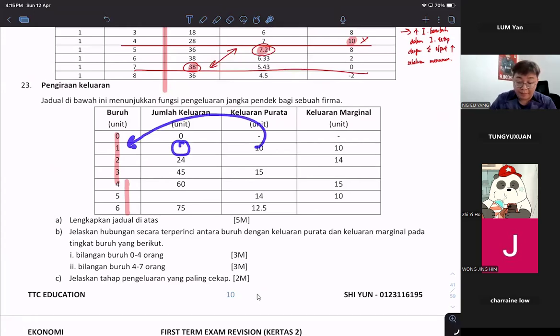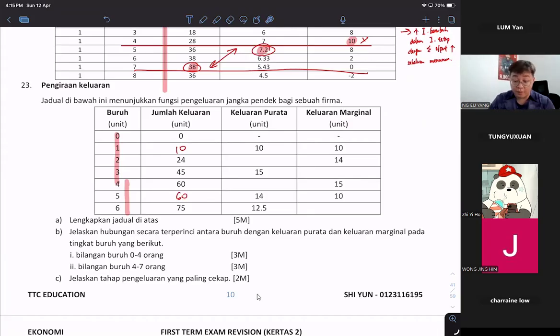Keluaran purata multiplied by the input berubah. So the answer is 10 minus 1. So this is 10. Easy, right? The formula. So how to find the jumlah keluaran? 14 times 5. So 60.